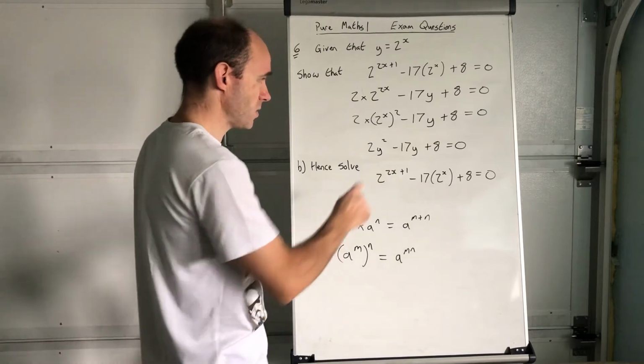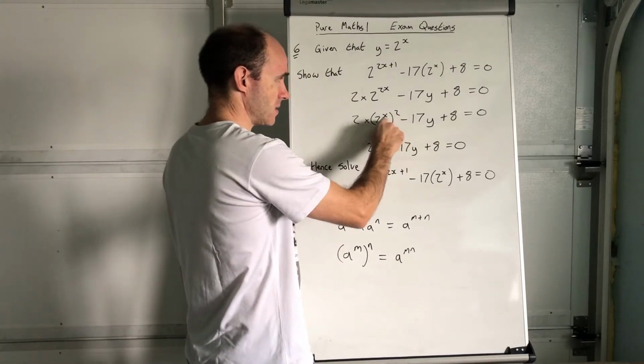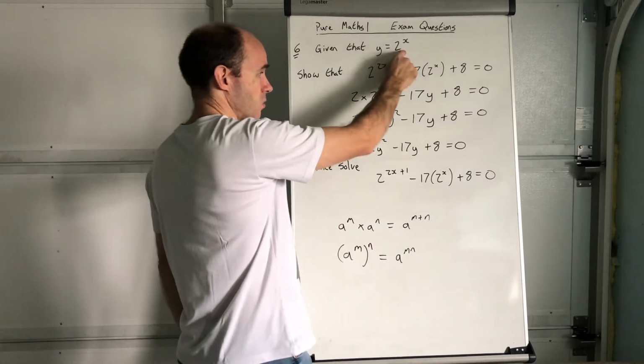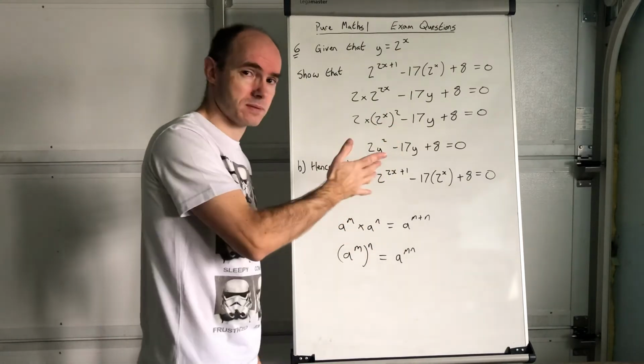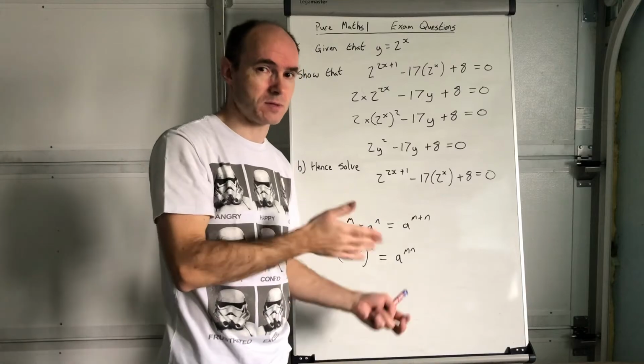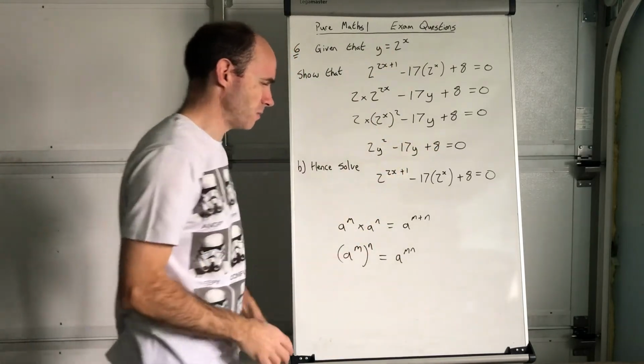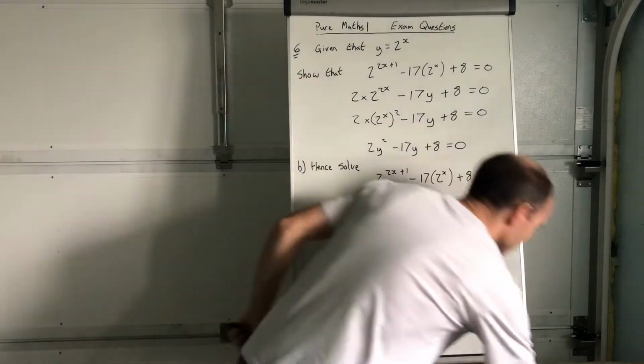Okay, so you see how that works. 2 to the x squared is the same as 2 to the power of 2x. And then 2 to the power of x is just y. And so those are your steps. Like I said, it's just a matter of rules of indices in order to get your required result. So that's the first part done.